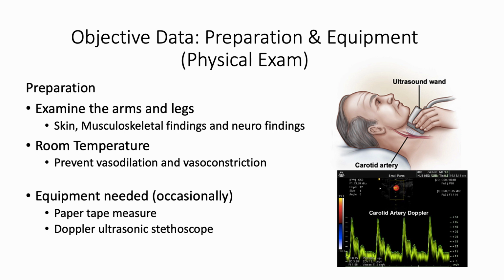You want to make sure that the room temperature is appropriate, because if they're too cold or too hot, you can cause vasodilation and constriction, which will change your normal findings. If you have access to a carotid artery Doppler or an ultrasound machine, you might even be able to pick up the carotid artery. And this happens usually if you're on a cardiac floor or a trauma floor, but you're not walking around with this Doppler.